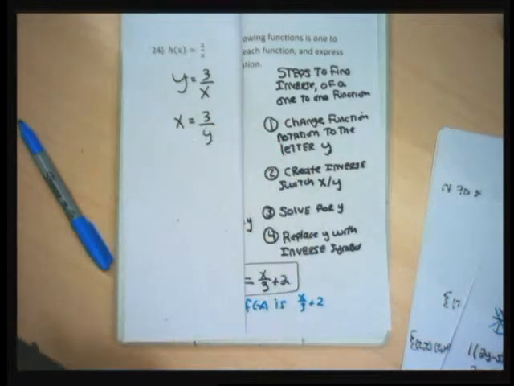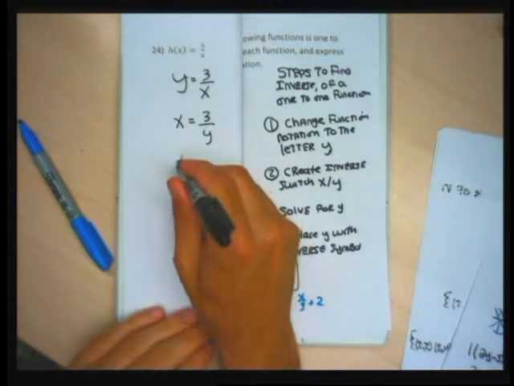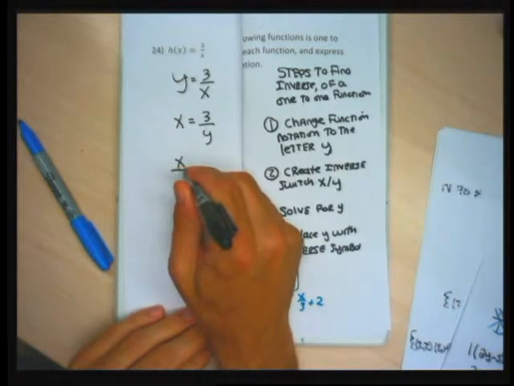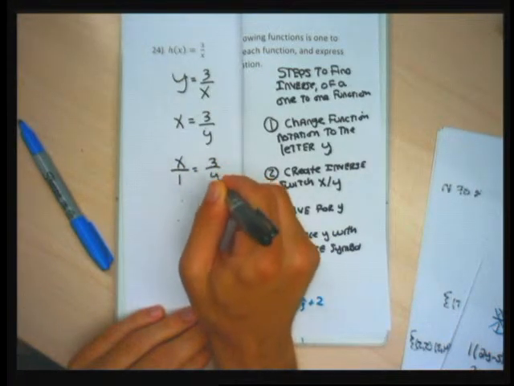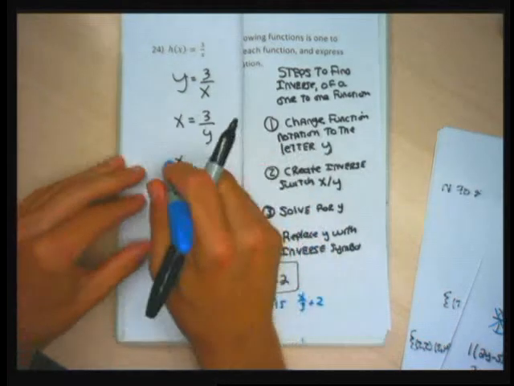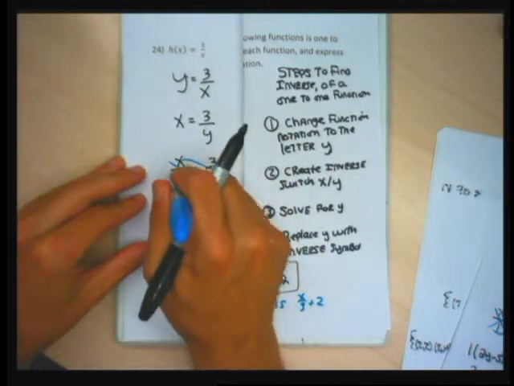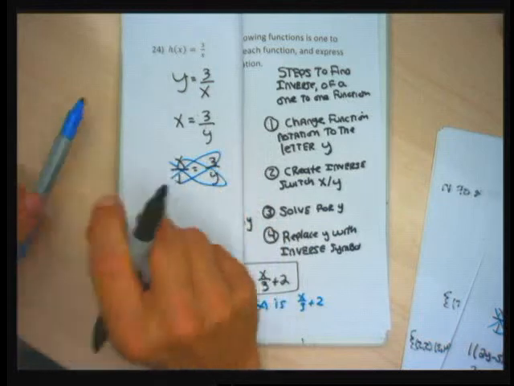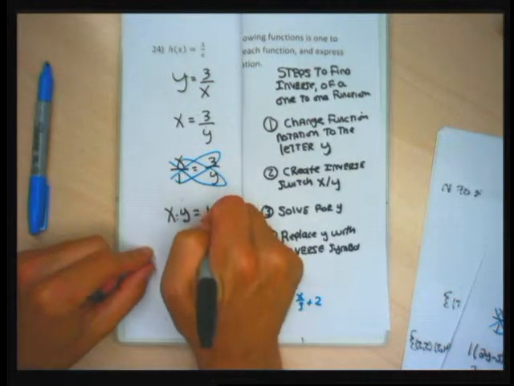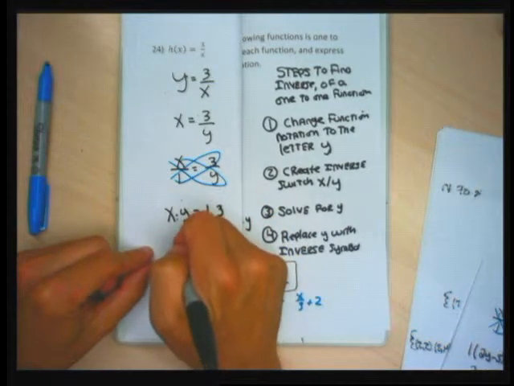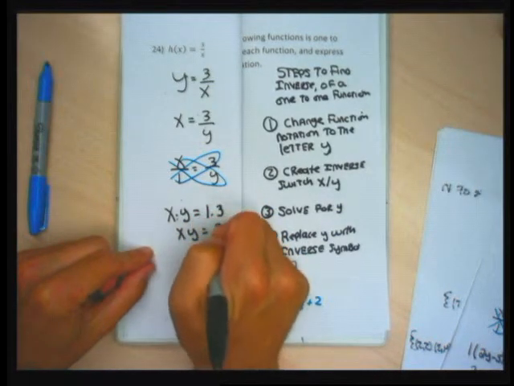Step 3 is where it gets hard sometimes, solving for y. This one looks again to me like something to solve by cross-multiplying. So I'm going to go x over 1 equals 3 over y, and I'm going to cross-multiply down and up. I get x times y equals 1 times 3. So that gives me x times y equal to 3.